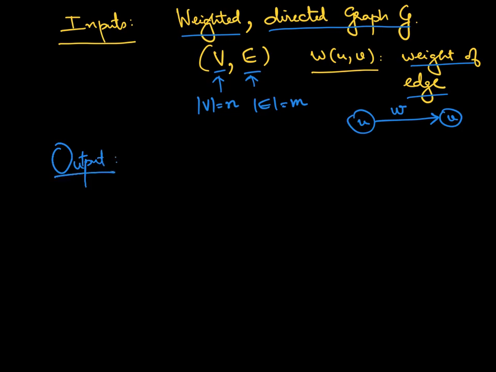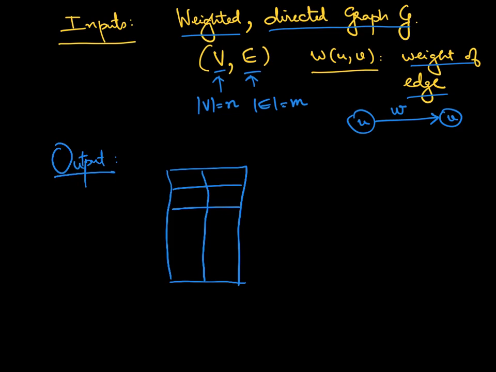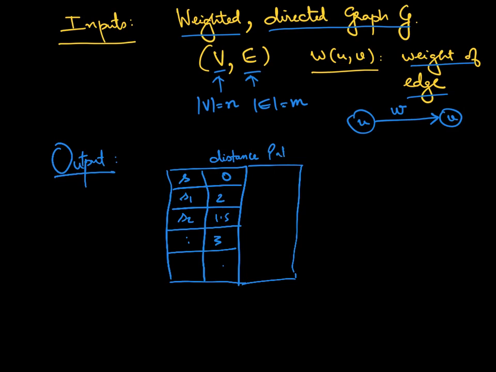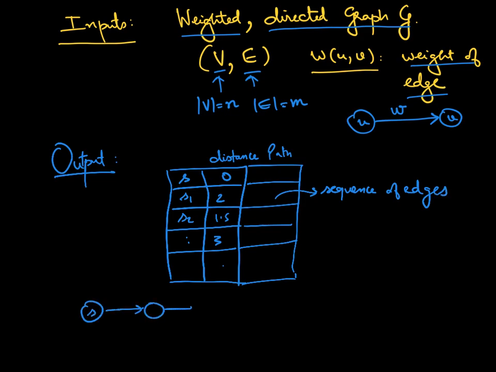Well, the output looks like this. So I need a table. And so for every destination, S, S1, S2, and so on, I need a cost, a distance, the shortest path distance to that destination. And previously I told you I need the path itself. What's the shortest path? What is the sequence of edges I need to traverse to get from S to S1? So S to somewhere else, to somewhere else, to somewhere else, to S1. Now I need a sequence of edges to traverse.